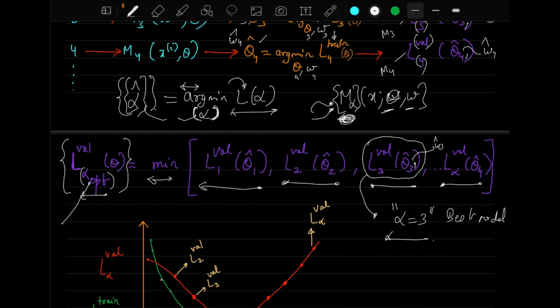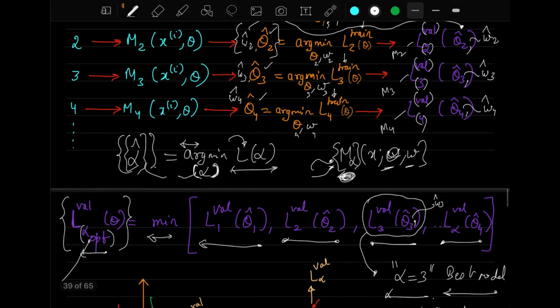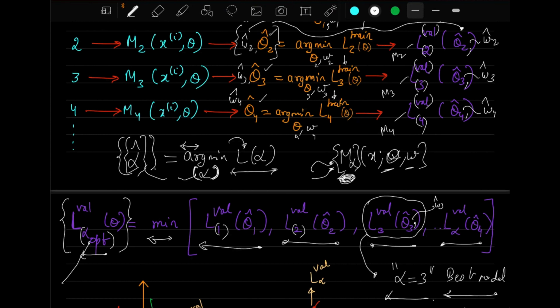So basically, validation is actually acting as a model search algorithm. Model search, because you are taking different models 1, 2, 3 till alpha, and then you are selecting the minimum value of the validation loss from there. That shows you that validation loss is actually caring for the model selection, not for the data generation process error, which is taken care of by the training loss.